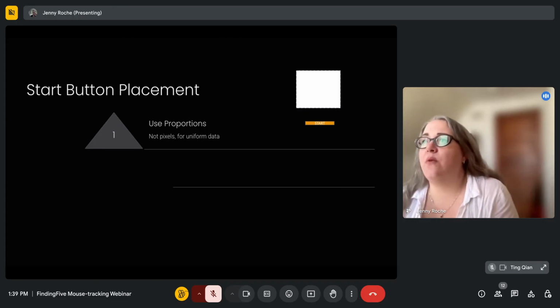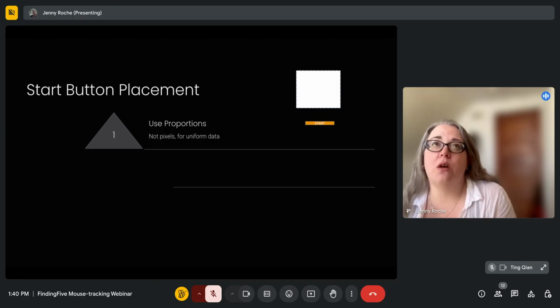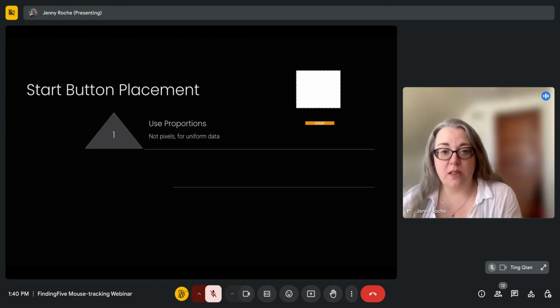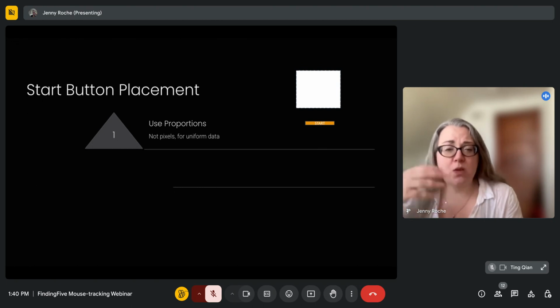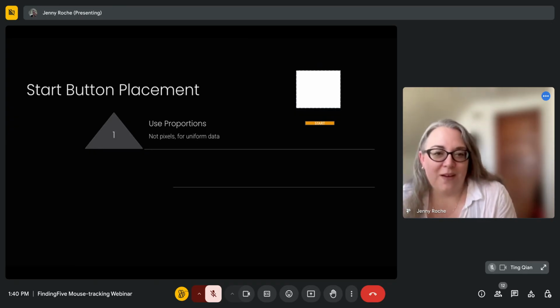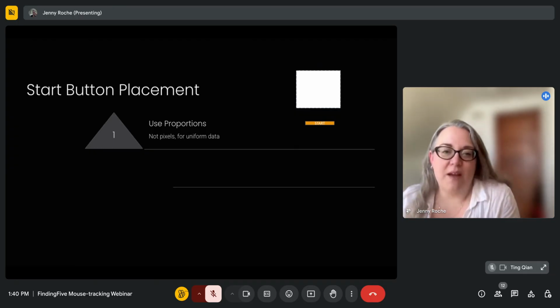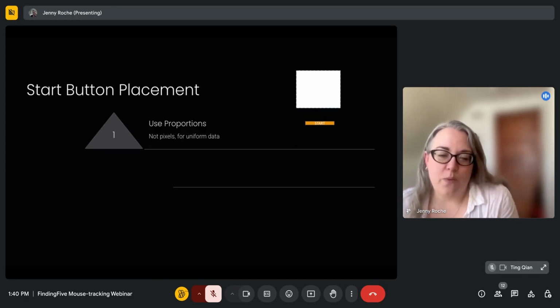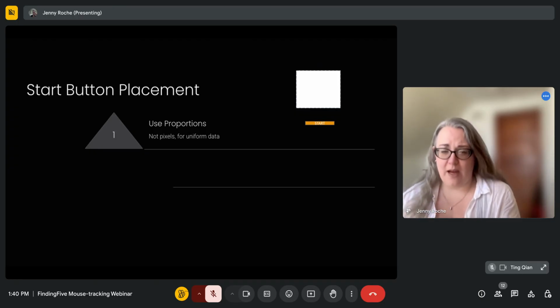All right, so the other thing with regards to start button placement, with regards to what's going on the screen, is using proportions. There is a feature when you're setting up the mouse tracking to set the screen to a proportion instead of pixels. That's really helpful because when people have different screen sizes, what we were first doing in Finding Five was asking them their resolution, but nobody knew. Or it wasn't helpful. And so Ting and the team were able to calculate the proportion of pixels instead of the actual pixels.